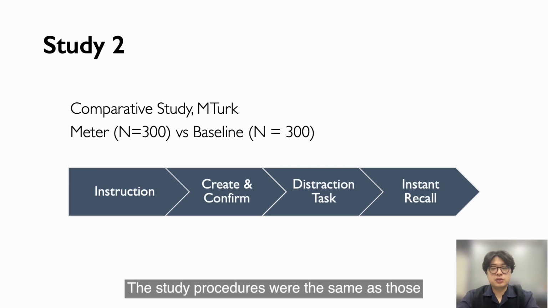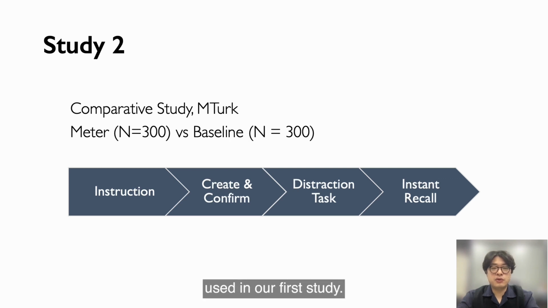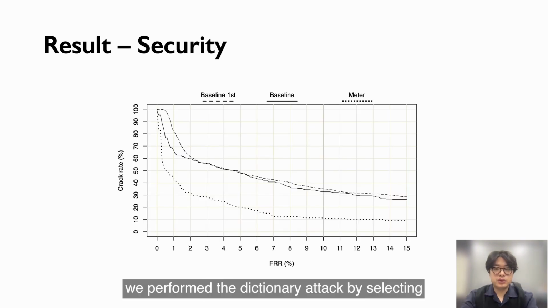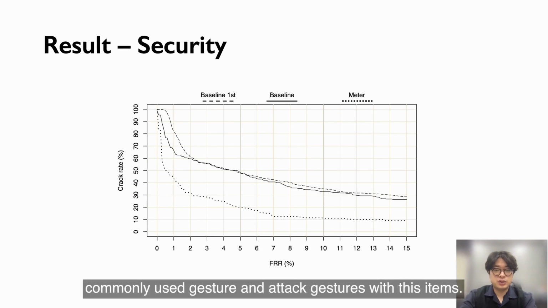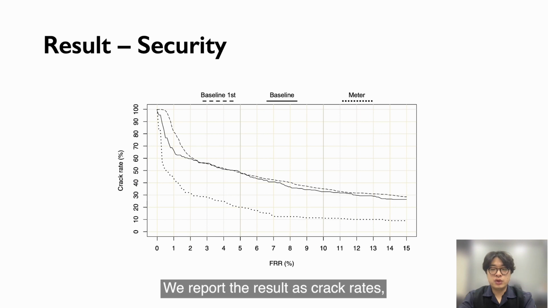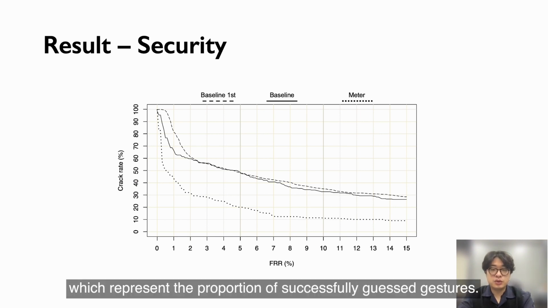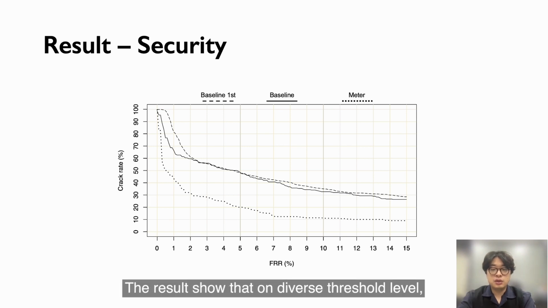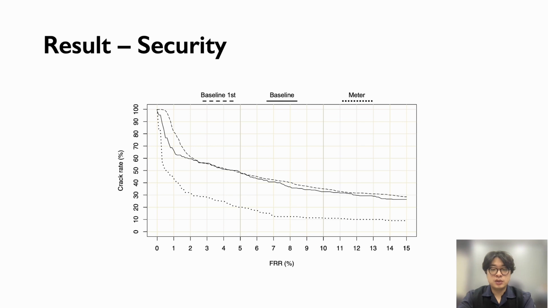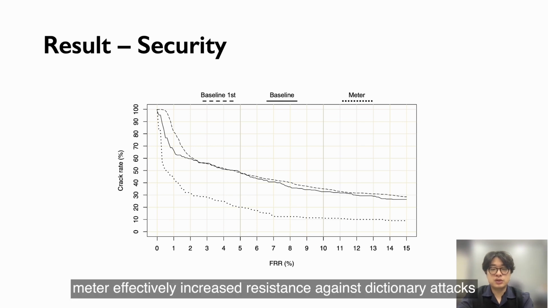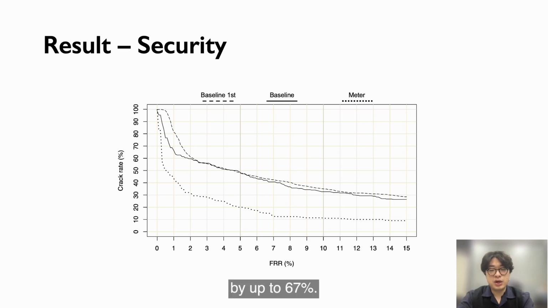The study procedures were the same as those used in our first study. We performed a dictionary attack by selecting commonly used gestures and attacking gestures with these items. We report the result as crack rate, which represents the proportion of successfully guessed gestures. The results show that, on diverse threshold levels, meter effectively increased resistance against dictionary attacks by up to 67%.